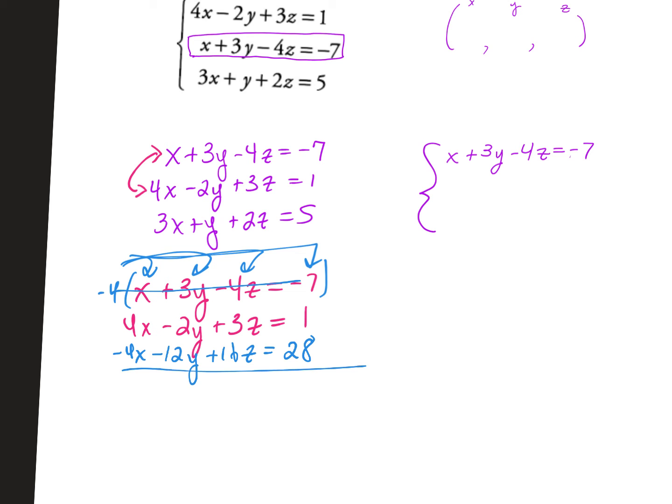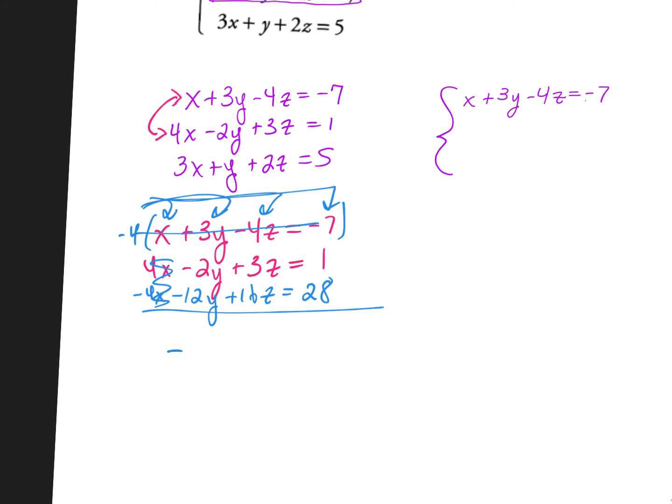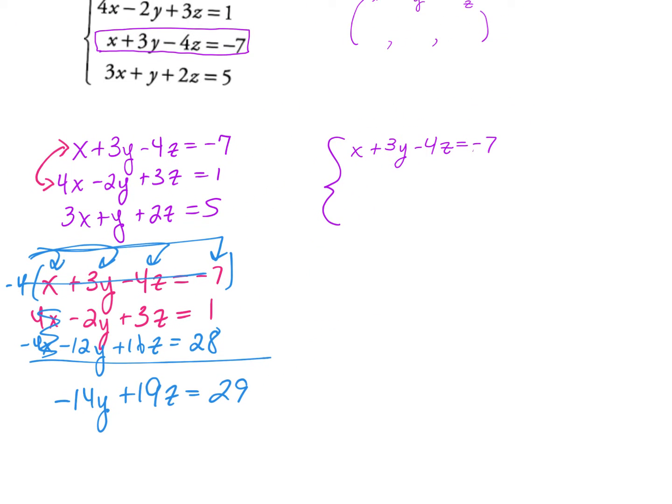All right, so we cancel out our x's. I have negative 14y plus 19z equals 29. You guys with me on that? That's my second equation. Negative 14y plus 19z equals 29.